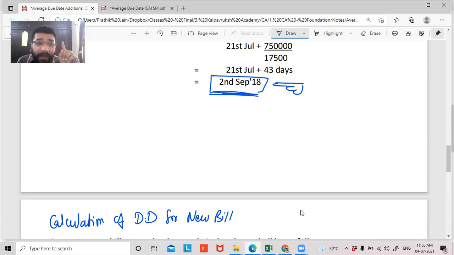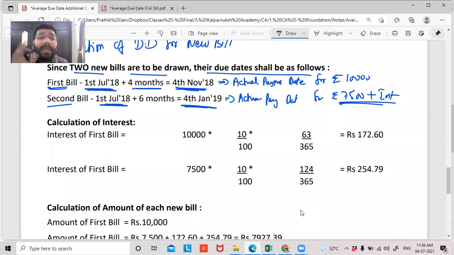But what happened? Are we paying on the average due date, guys? Are we paying on 2nd September? No. We are paying one amount on 4th of November, another amount on 4th of January. So we need to calculate interest, guys. We need to calculate interest on the first bill.